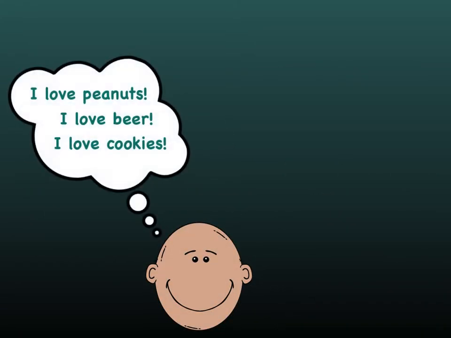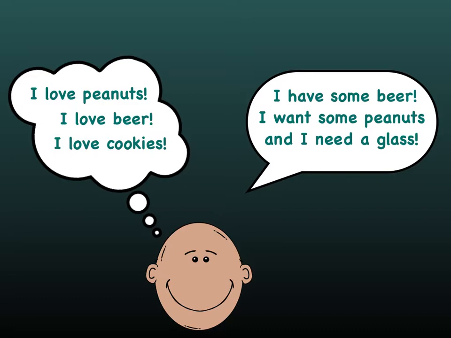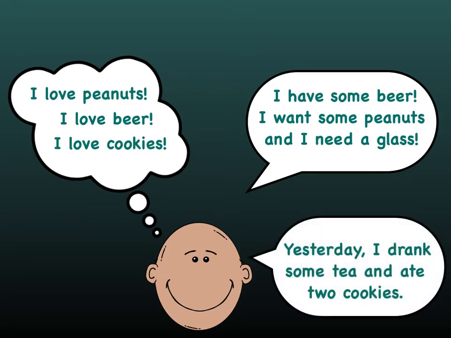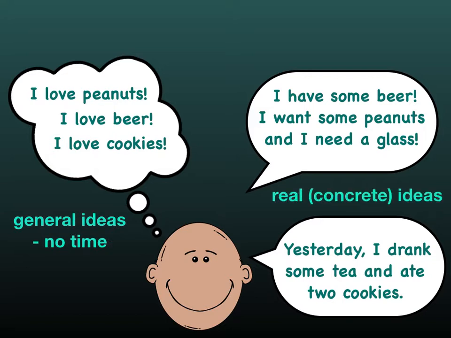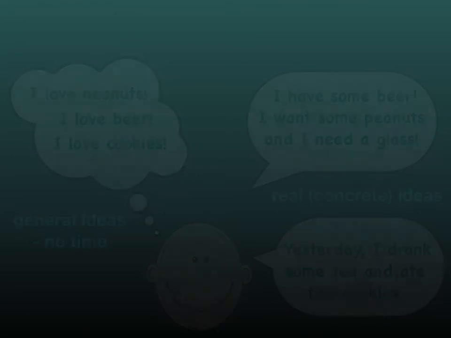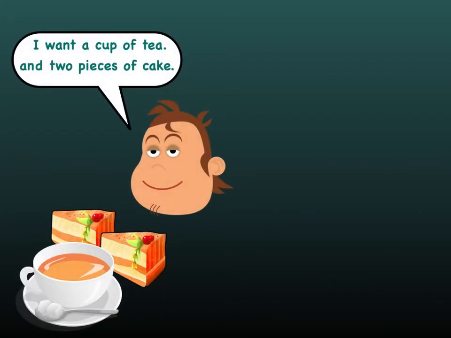Another point, notice how, when we're talking about very general ideas, we don't use a or the or some. But when we talk about real things, for now, then we need to be clearer. We use words such as some or a or the, etc. And here's a guy talking about uncountable items, tea and cake, but he makes them countable using a cup and 2 pieces.